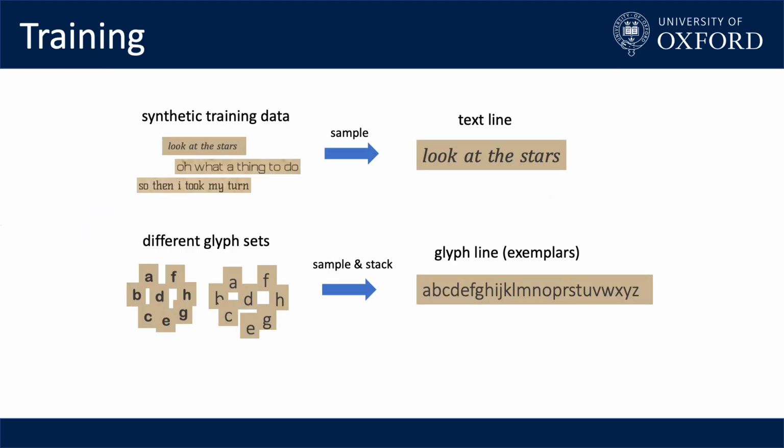In training, first we sample a text line from the synthetic training data, and then choose glyph exemplars from a random visual style to carry out the visual matching. The glyph exemplars are stacked to be our glyph line.